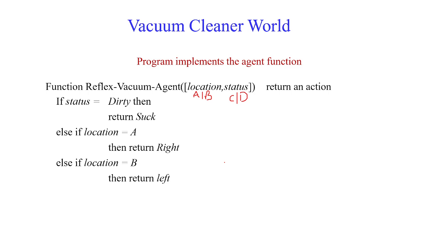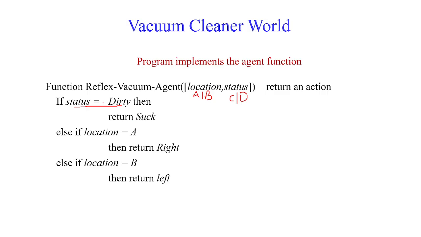So what is rule 1? If the status is equal to dirty, then you have to suck the dirt. Clean the current room immediately. If you're in A, clean it. If you're in B, clean it. This takes priority over everything else.